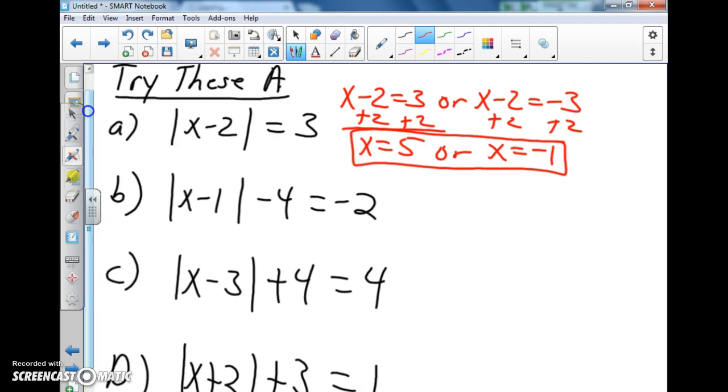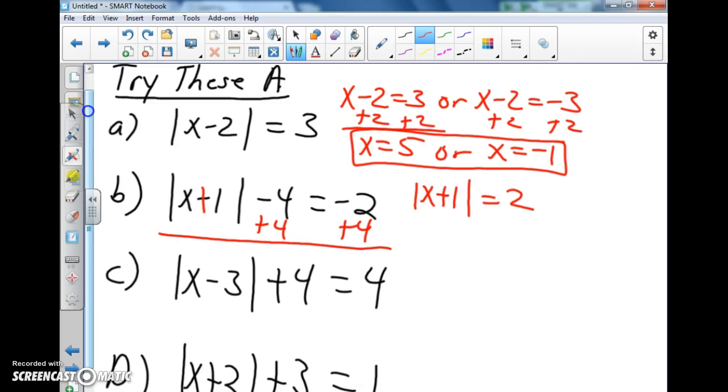Okay, let's go to B. Is the absolute value by itself? No. So what do you have to do? Add 4 to both sides. So what do you end up with? Absolute value of x minus, well, it's plus 1, isn't it? It's my fault, I messed up on that. It's plus 1. Absolute value of x plus 1 equals how much? 2. There you go.